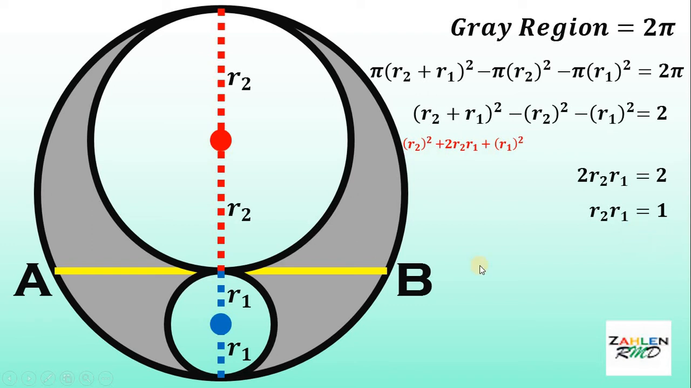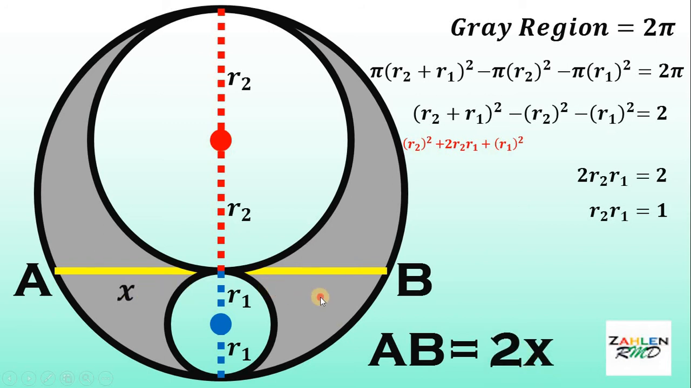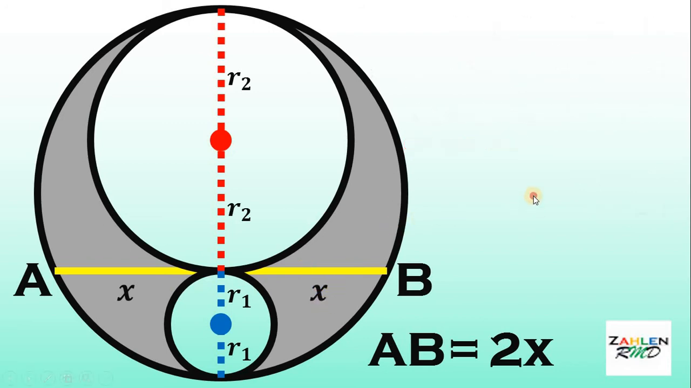Next, don't forget our goal. Again, our goal is to find the length of segment AB. Now let segment AB be equal to 2x. It follows that this segment is equal to x and the other segment is equal to x. Now to solve for the value of x, we will use the chord-chord power theorem.